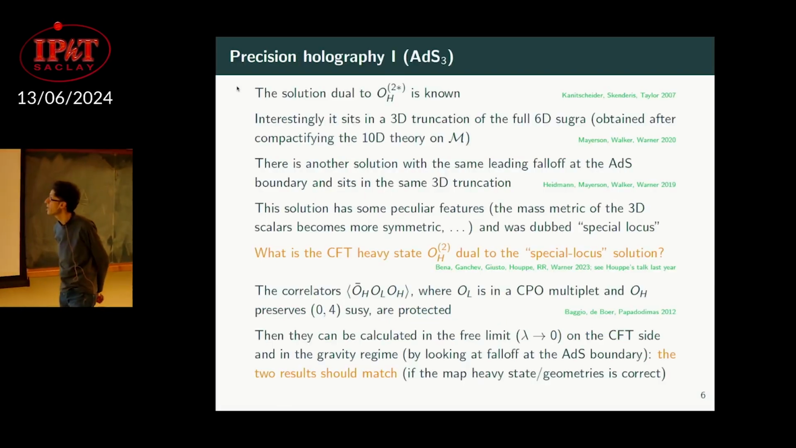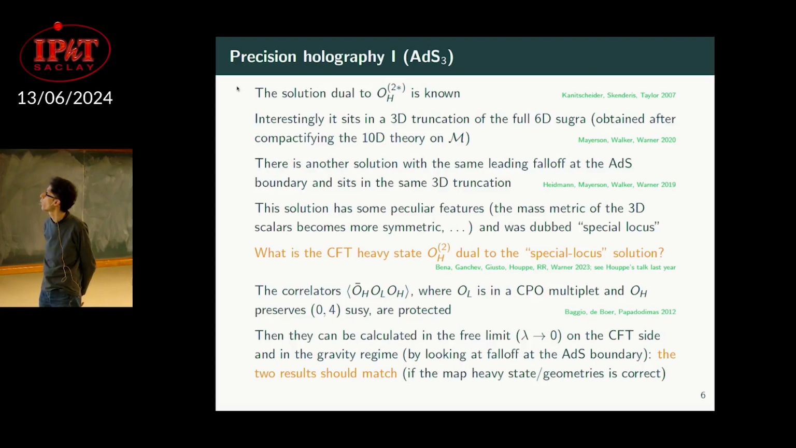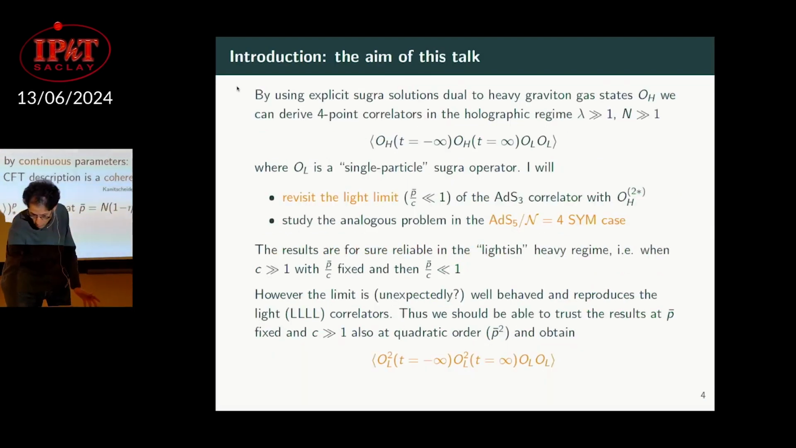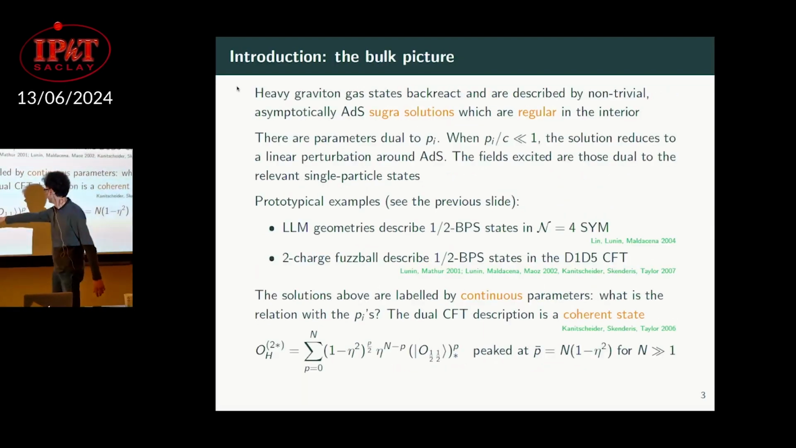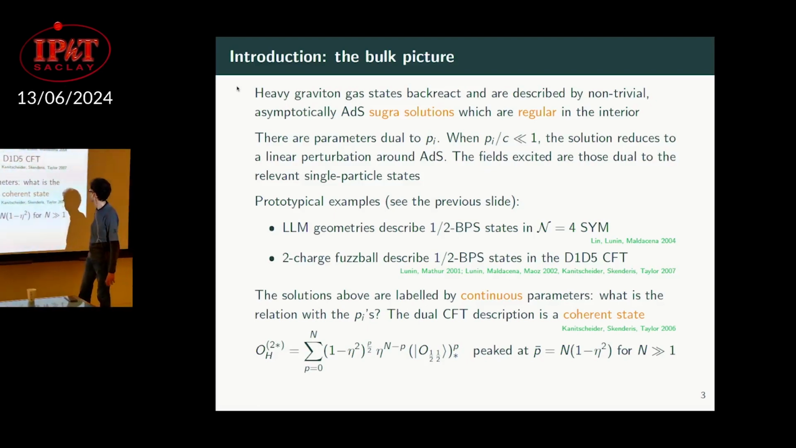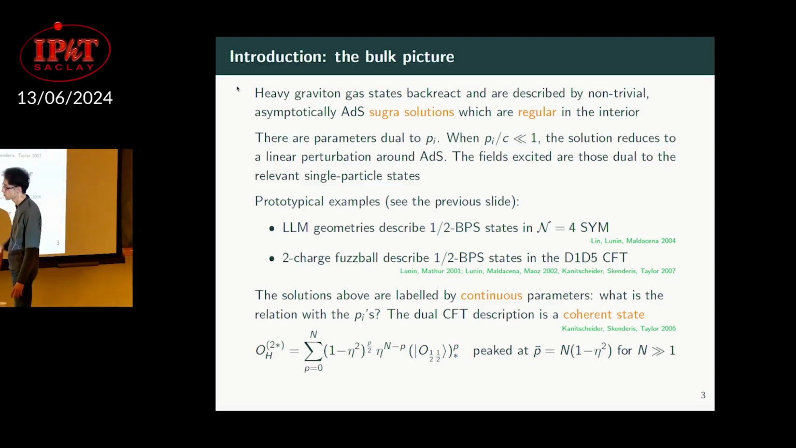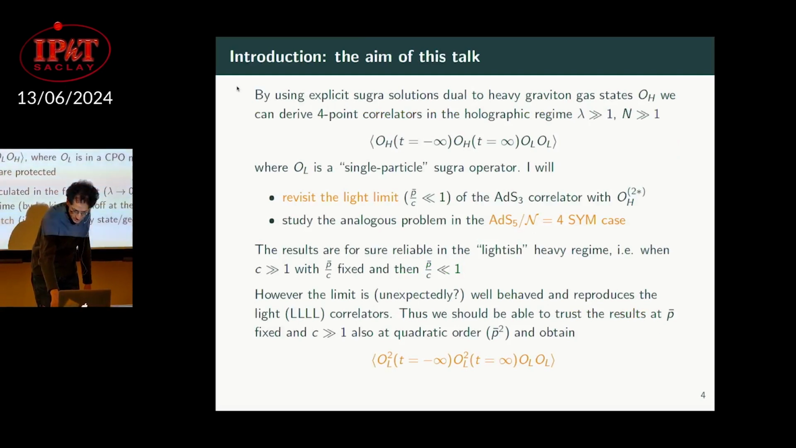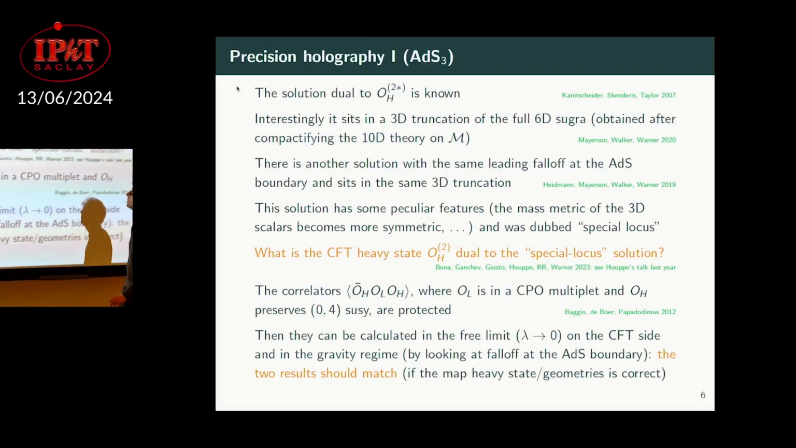Okay, so let me start from the AdS3 part, because I think there is a lesson we learned there that is useful also for the N equal 4 case. And let me start from this solution that I'm not showing to you. I'm just telling you that it exists, that is dual to these states. And this solution was written by Marika, Kostas and Kanitscheider in 2007. And it's a two-charge solution, so it's something that has been studied a lot.